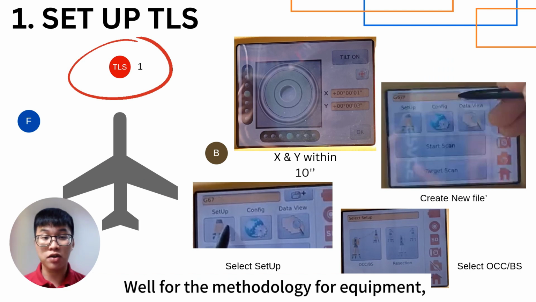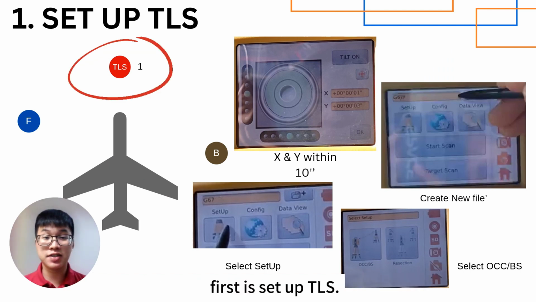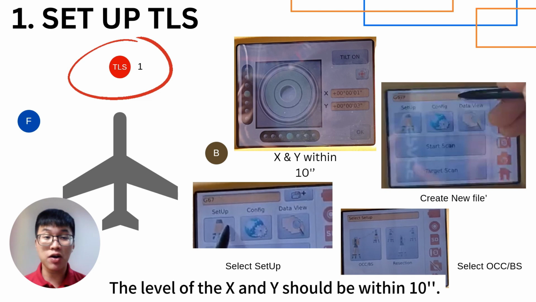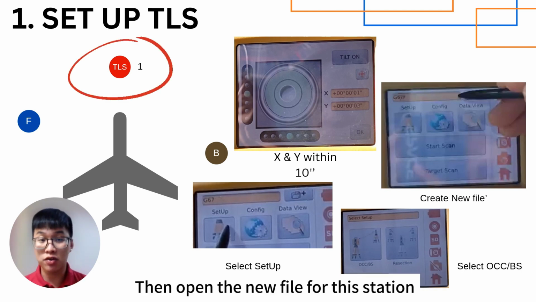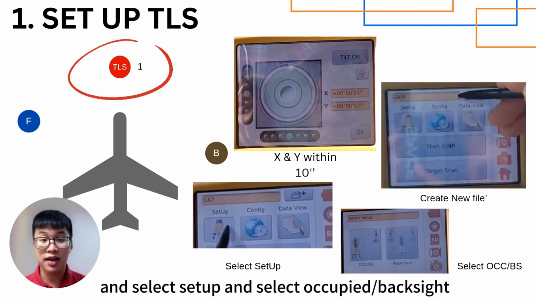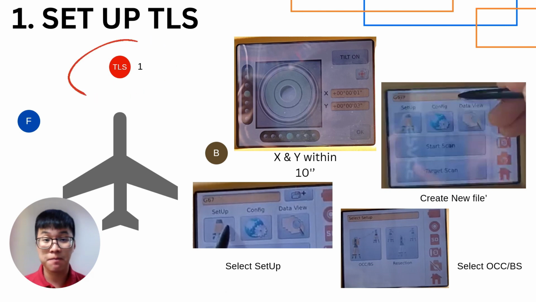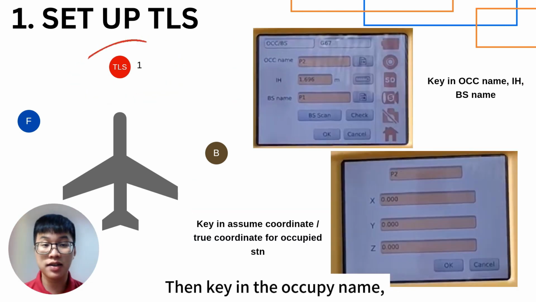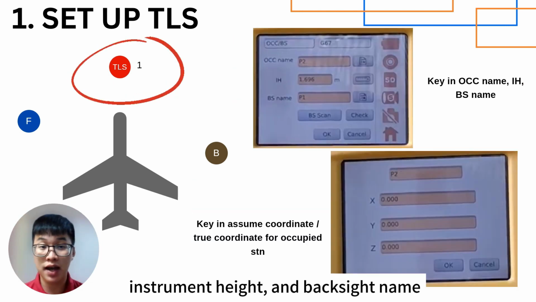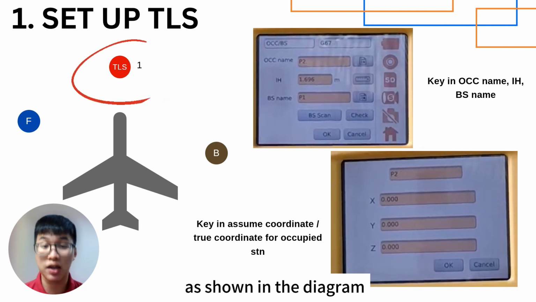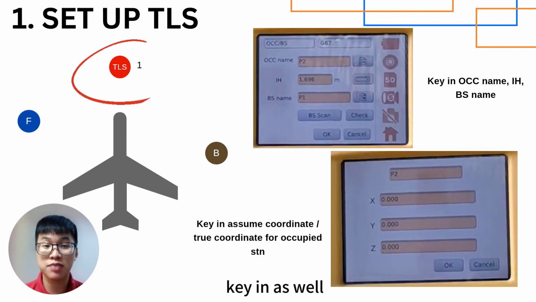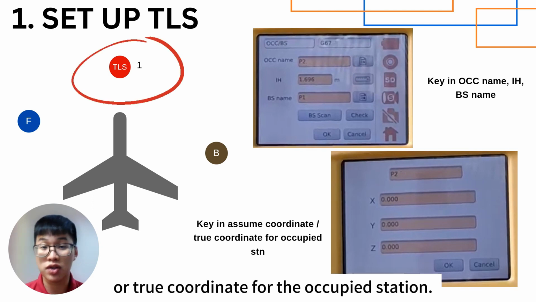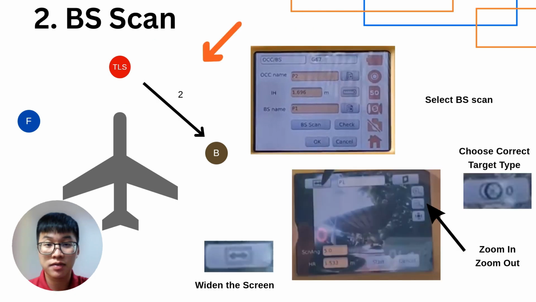While for the methodology for equipment, first is set up TRS. The level of the X and Y should be within 10 seconds. Then open a new file for this station and select setup and select occupied/backside. Then key in the occupied name, instrument height, and backside name as shown in the diagram. When keying in the occupied name, key in as well the assumed coordinate or true coordinate for the occupied station.